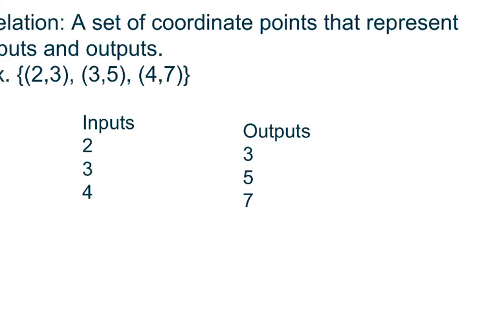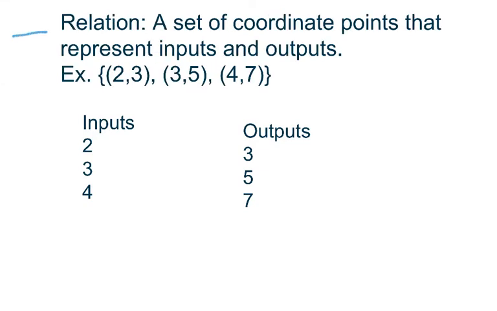All right, so a relation is what you've looked at usually in some lower math courses. A relation is just a set of coordinate points, those x, y coordinate points. And then sometimes they call those inputs and outputs. So inputs are the x's and outputs are the y's. So if you look at the example, you have 3 different points. We have 2, 3, 3, 5, and 4, 7.